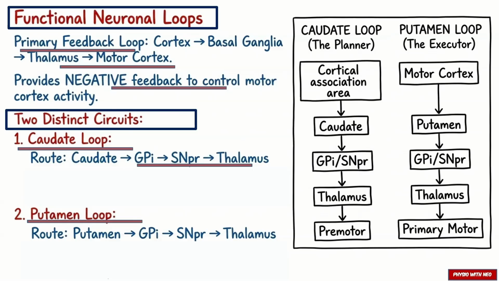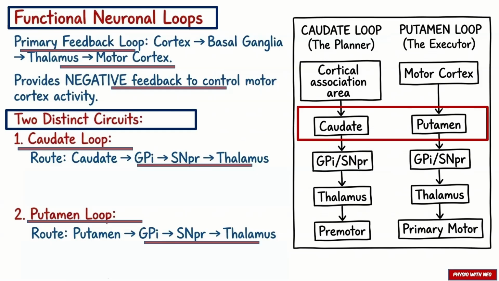Whereas putamen loop: information coming from motor cortex to the putamen, globus pallidus interna, then pars reticularis of substantia nigra and to the thalamus. So the basic difference between caudate loop and putamen loop is involvement of these two nuclei, caudate and putamen. Let's see the functions of these two loops.